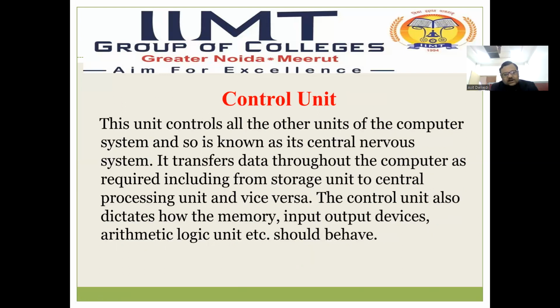Now, next is the control unit. This unit controls all the other units of the computer system and so is known as its central nervous system. It transfers data throughout the computer as required, including from the storage unit to the central processing unit and vice versa. The control unit also dictates how the memory, input-output devices, arithmetic logic unit, etc. should behave.